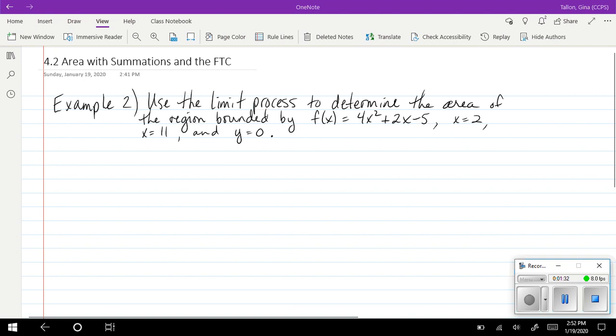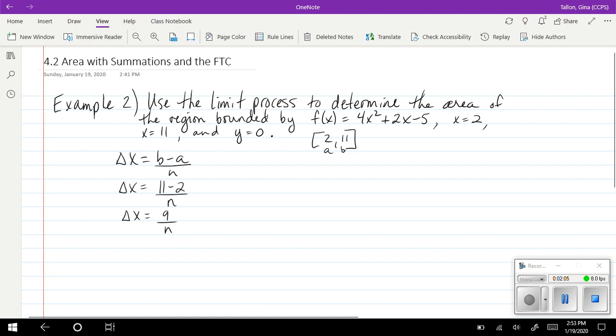Okay? All right, well, in order to start our limit process, we have to look and see what our delta x is going to be. Our delta x has a formula. Delta x is equal to b minus a divided by n. We have the interval here from 2 to 11, which means that our a is 2 and our b is 11. So my delta x is going to equal 11 minus 2 divided by n. That gives me, plain and simple, 9 over n.